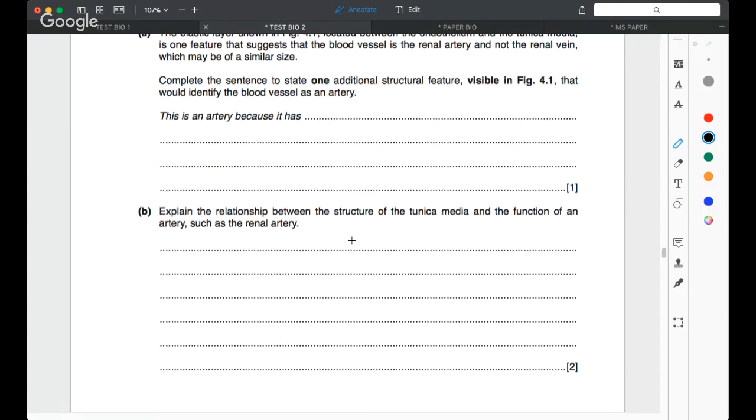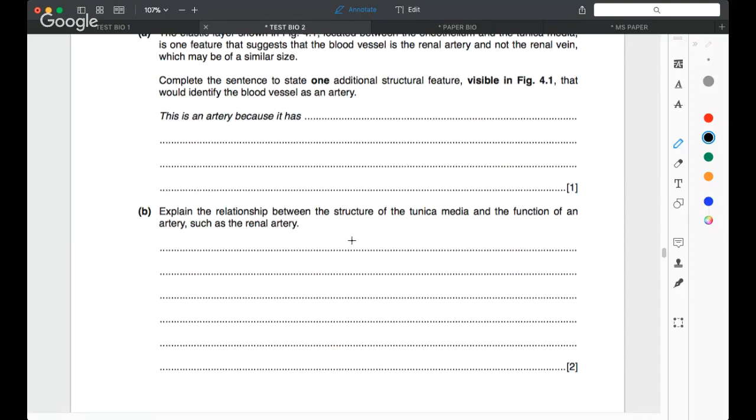I'd be careful here with answering the question specifically. So they're saying structure of the tunica media. What gives an artery its ability to withstand pressure? It's elasticity. And where does the elasticity come from? From its tunica externa. Yeah, so loads of elastic fibers. And in big arteries like the aorta, the tunica media will be packed with elastic fibers as well. So that's fine. You're on the right tracks.